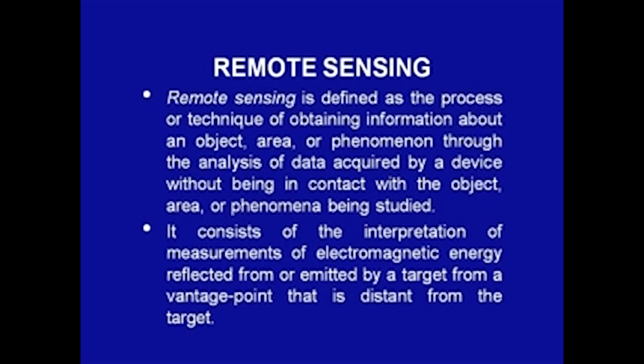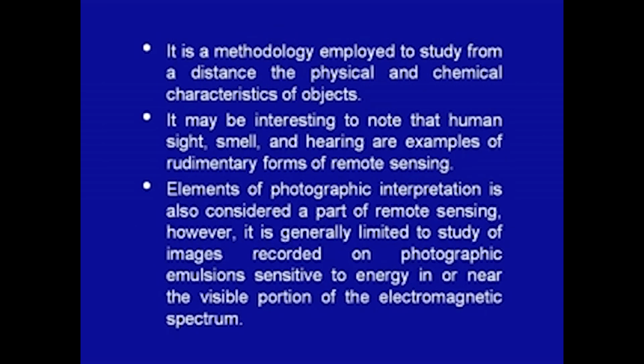Remote sensing is defined as the process or technique of obtaining information about an object, area or phenomena through the analysis of data acquired by a device without being in contact with the object, area or phenomena being studied. It consists of the interpretation of measurements of electromagnetic energy reflected from or emitted by a target from a vantage point that is distant from the target itself. It is a methodology employed to study from a distance the physical and chemical characteristics of an object.